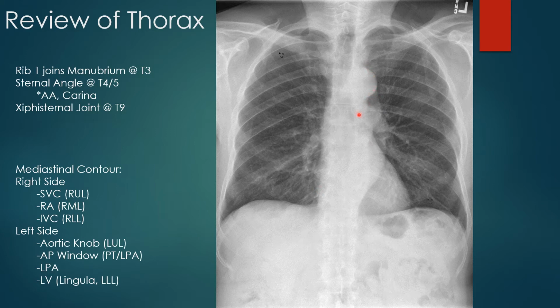On the left side, there's the aortic knob, the AP window for the pulmonary trunk and left pulmonary artery, and part of the left ventricle. Remember, in these views, most of the anterior of the heart is the right ventricle, so you'd only have a little bit of the left ventricle right here.